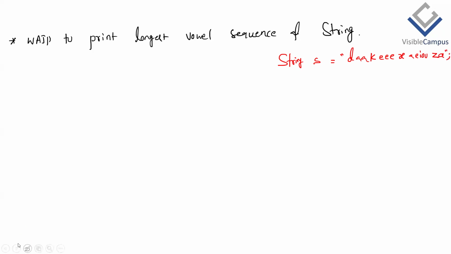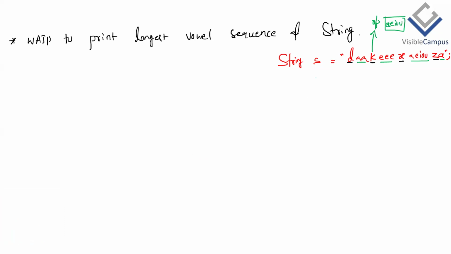So in this string, there are some non-vowels and there are some vowels also. It can be a single vowel, it can be a group of vowels. Out of these we have to print the biggest or longest one. So in this question, what's our output for this input? AEIOU should be the output. Correct or not? That's the longest sequence.